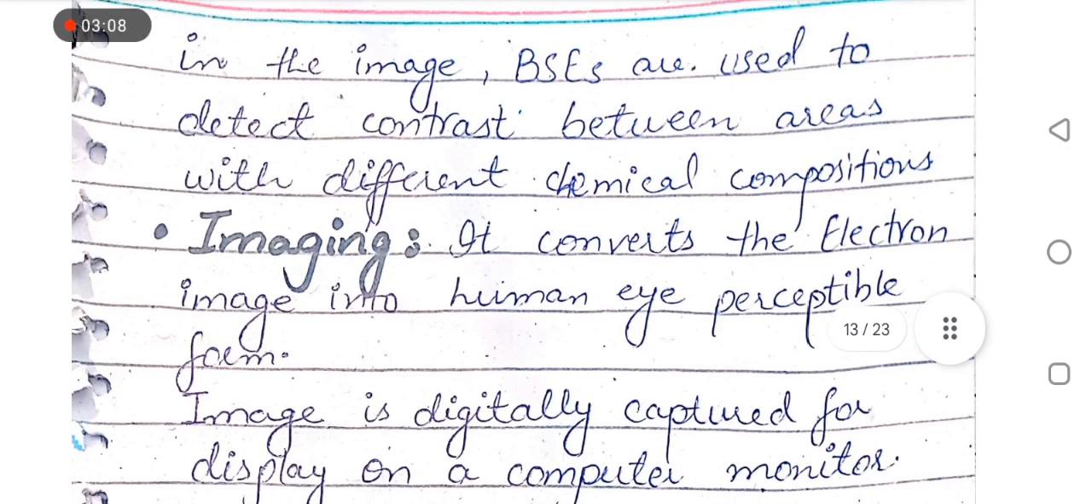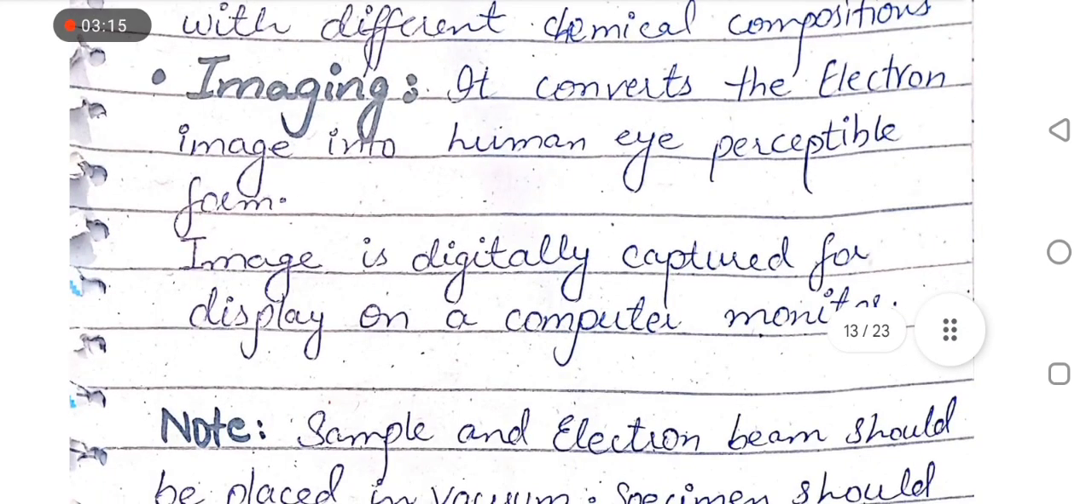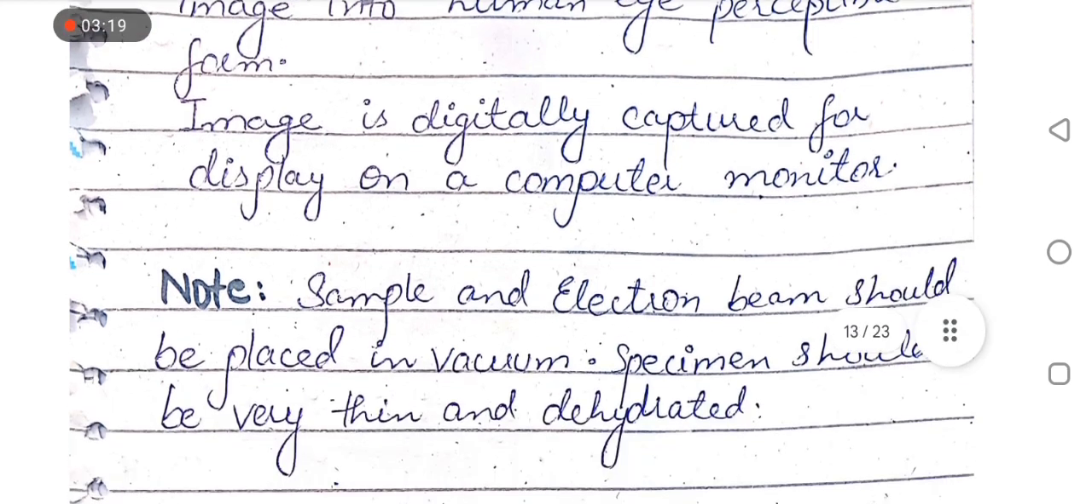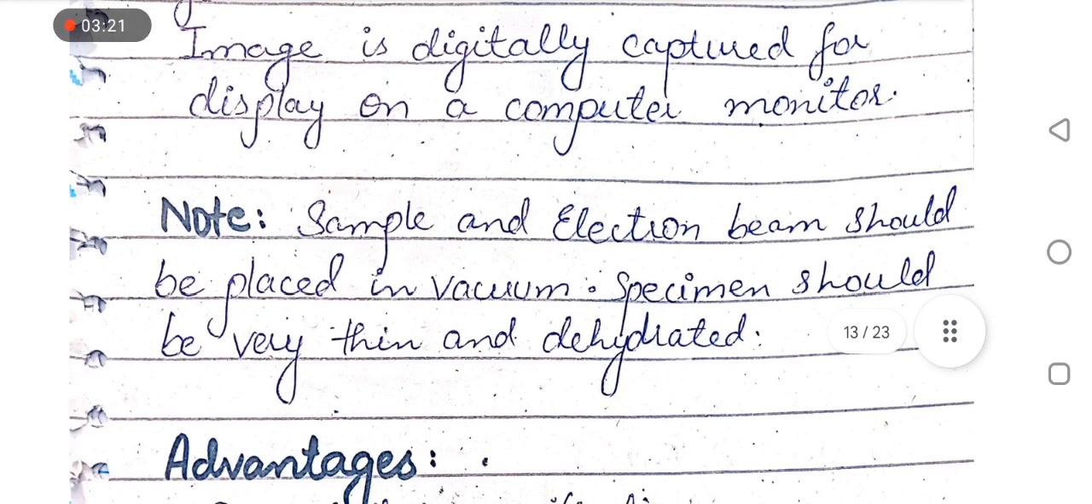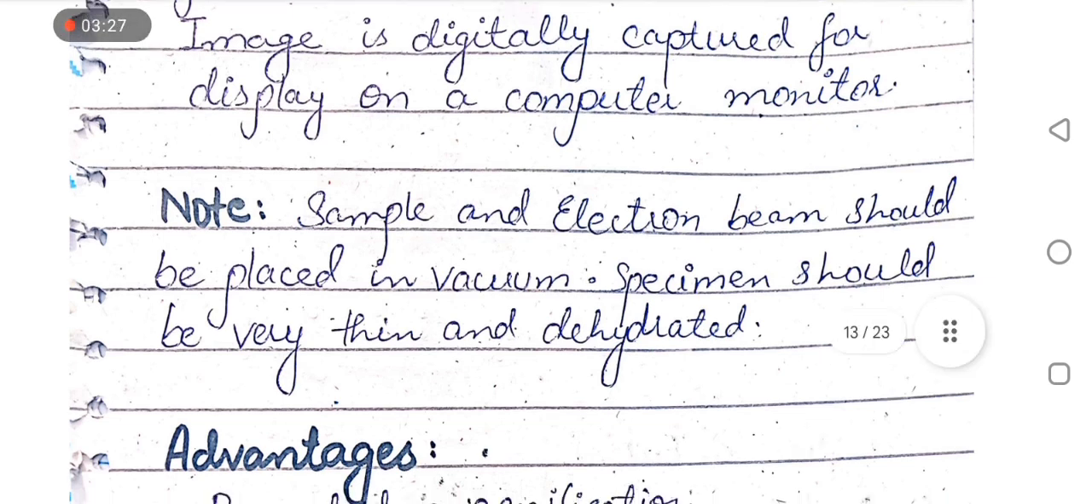Imaging: it converts the electron image into a form the human eye can perceive. The image is digitally captured for display on a computer monitor. Note: the sample and electron beam should be placed in a vacuum. The specimen should be very thin and dehydrated.